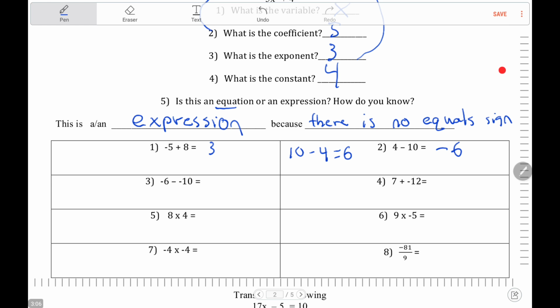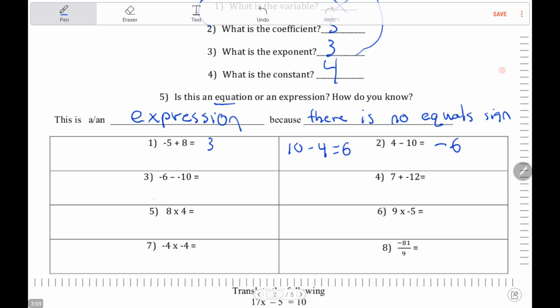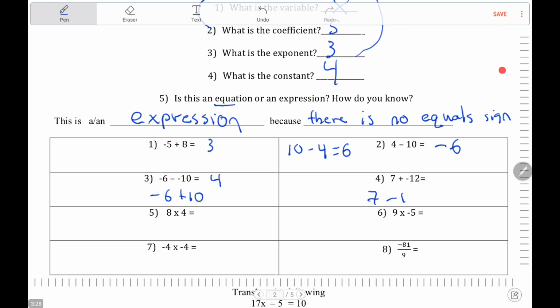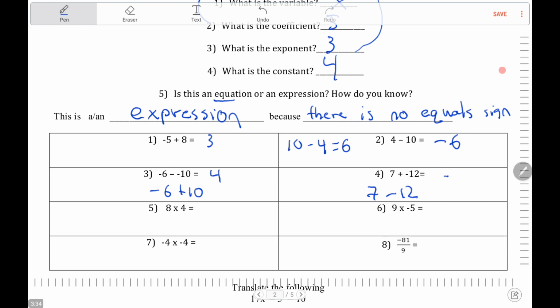Okay, negative 6 minus negative 10. That is the same as negative 6 plus 10. And sort of like the one above, you could think about that as 10 minus 6, so that's 4. Alright, 7 plus negative 12. That is 7 minus 12. Okay, 12 is bigger than 7, so we're going to have a negative. It's 5 bigger than 7. Okay, so those are the addition and subtraction.